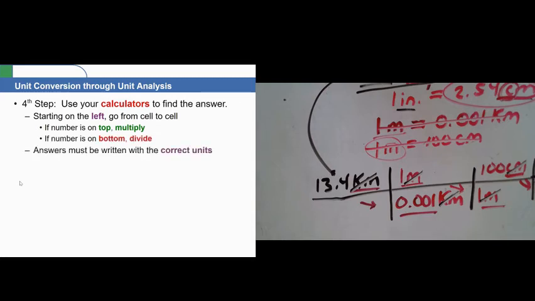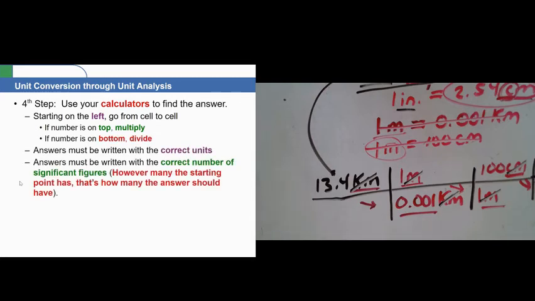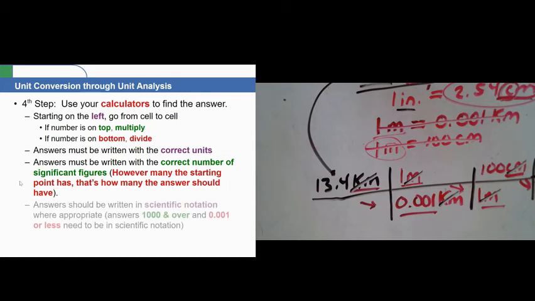All right? And the answers must be written with the correct units and the correct number of significant figures. Remember, however many the starting point has, that's how many significant figures your answer should have. And the answers should be written in scientific notation where appropriate. Answers of 1,000 and over, or answers of 0.001 and less, need to be in scientific notation. And make sure you circle your answers.